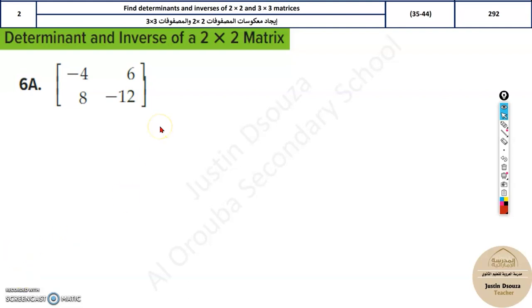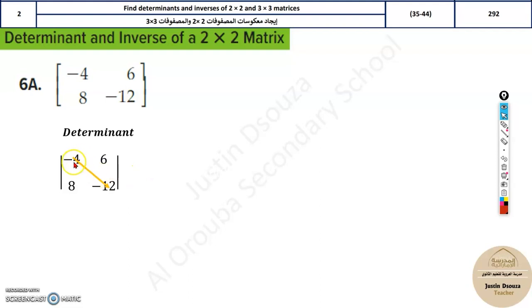The second topic is to find the determinant and inverses. So let's start with the 2 cross 2 matrix. The 3 cross 3 matrix is a bit complicated. To find the inverse, determinant is pretty straightforward. The 2 cross 2 matrices are very easy. All you need to remember is like a cross. Now, first of all, this is a given matrix. You need to find the determinant.